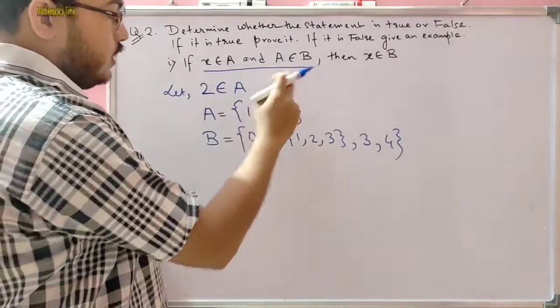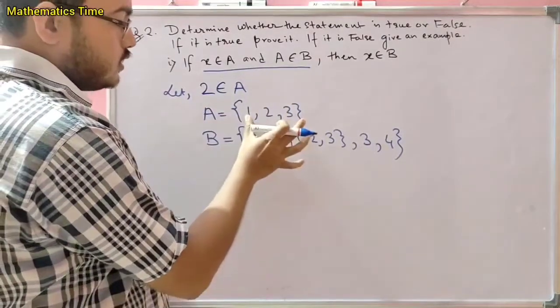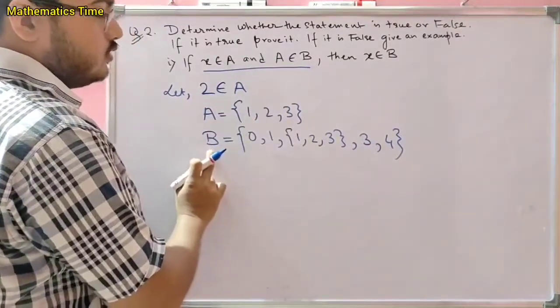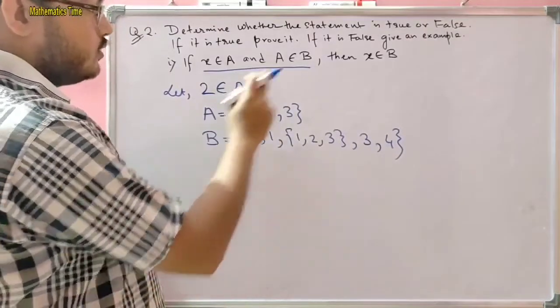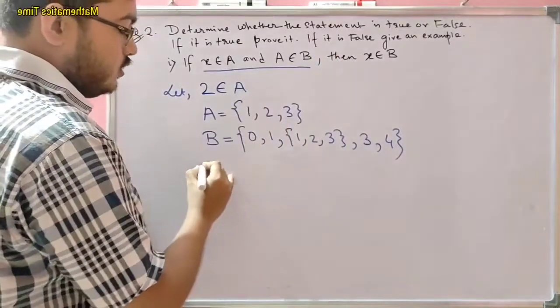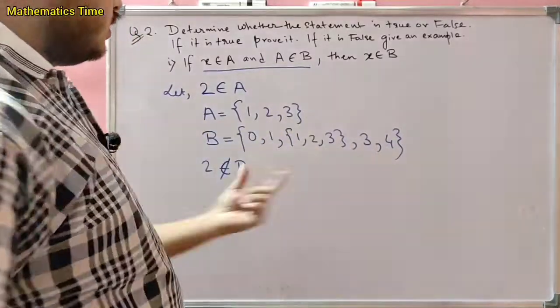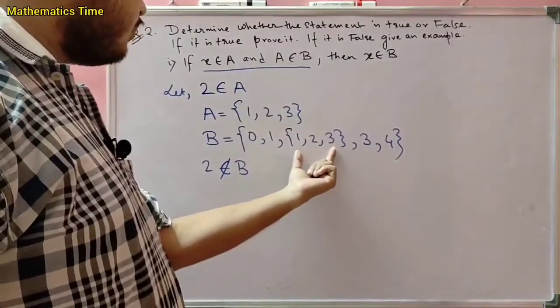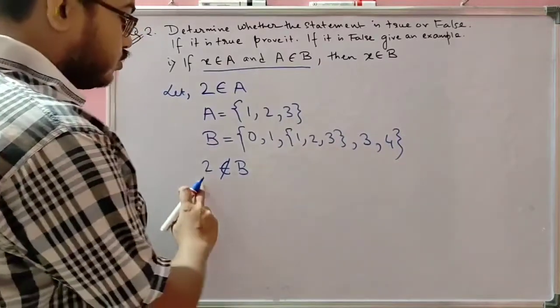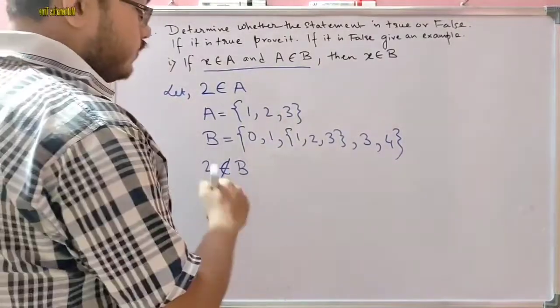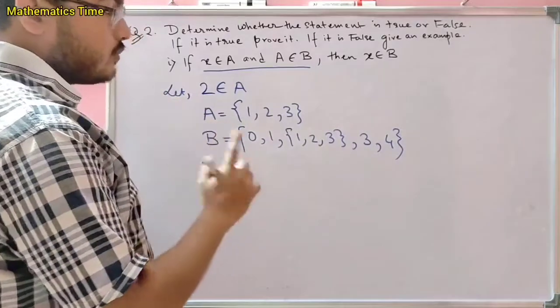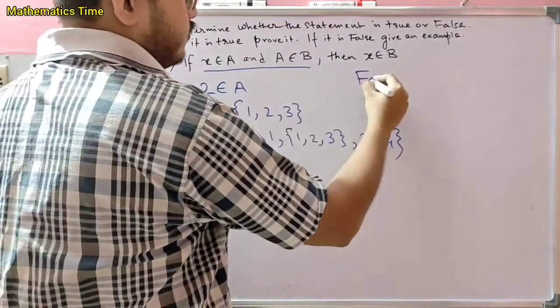Yes, 2 belongs to A. A belongs to B. Yes, it is satisfied, as this set belongs to B. So A belongs to B is also satisfied. But you can see 2 does not belong to B. There is no element 2 in this set. The set is there, but it is a combination of elements. So 2 doesn't belong to B. If we can show by one example that it fails, the statement will be false.